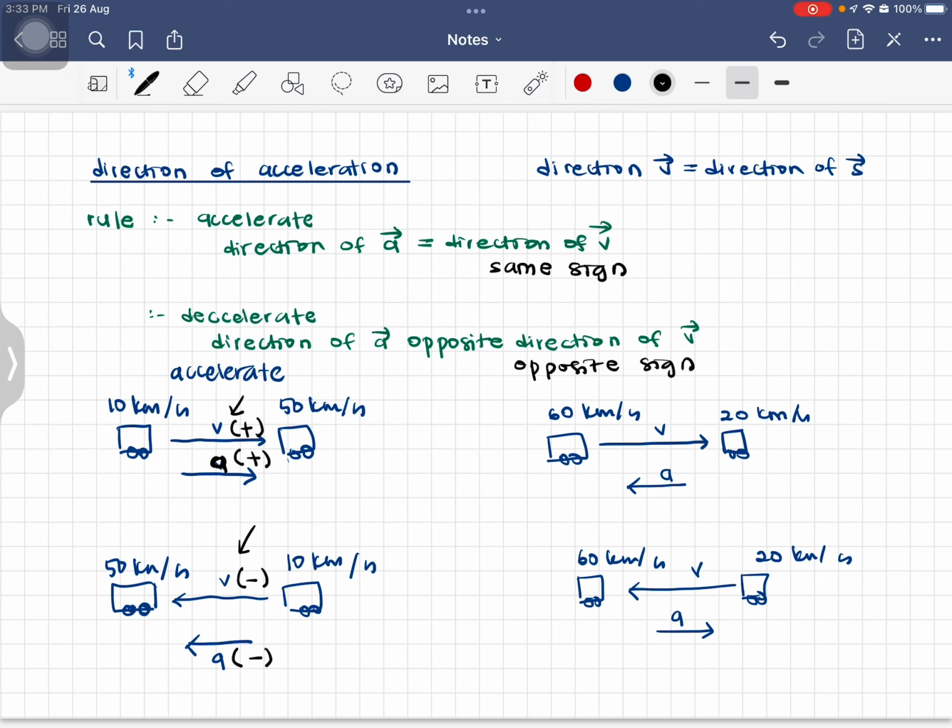And in this situation, your V is to the right, your A is to the left. So one has positive, the other has negative. Same for the below situation, your V is negative, your A is positive. Both have opposite direction. So it is decelerate. If it has the same sign, it is accelerate. If it has opposite sign, it is decelerate.